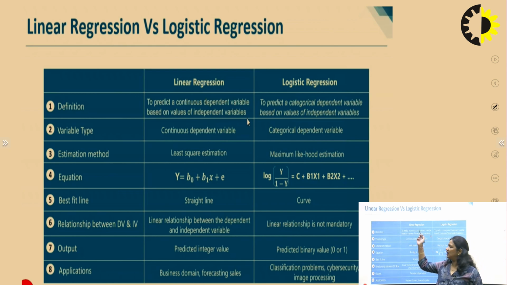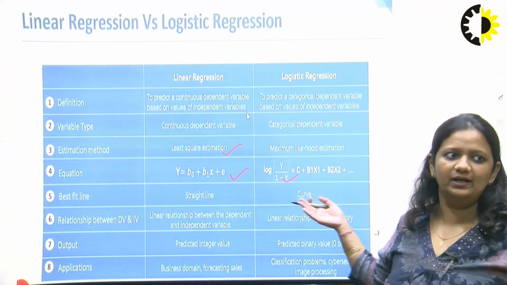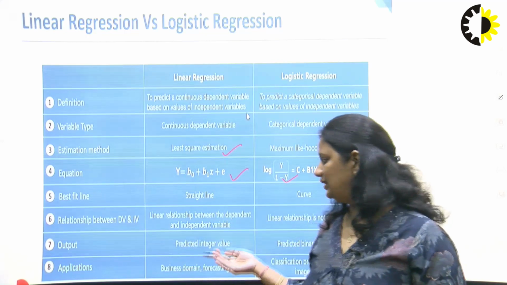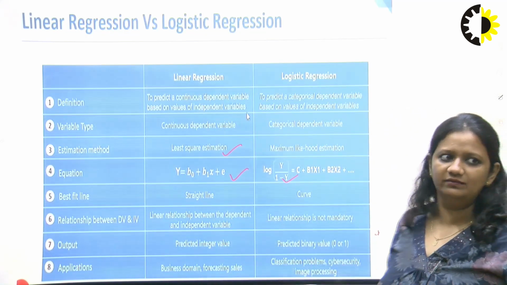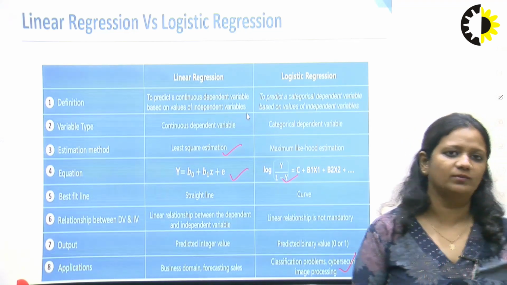Estimation method: we have to estimate the value of slope and intercept by using least square estimation, and in logistic regression, maximum likelihood estimation, and the equation will be like this. And the best fit line, as we already discussed, this one is a straight line and this one is a curve. The output is integer values in one case and categorical values in the other. Application: business domain for one and classification problems for the other.